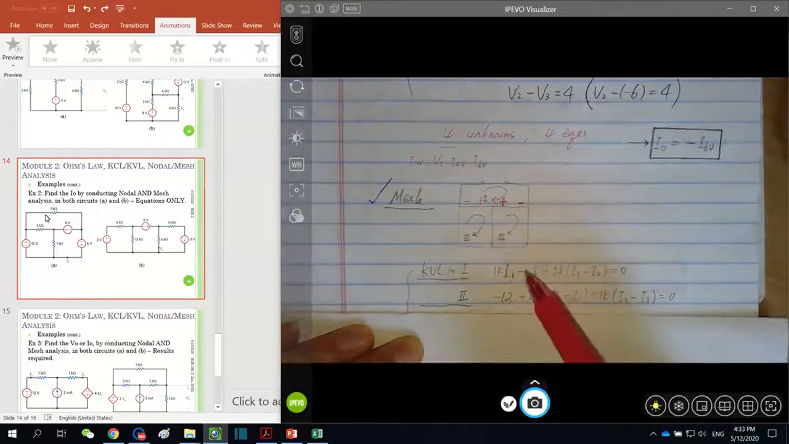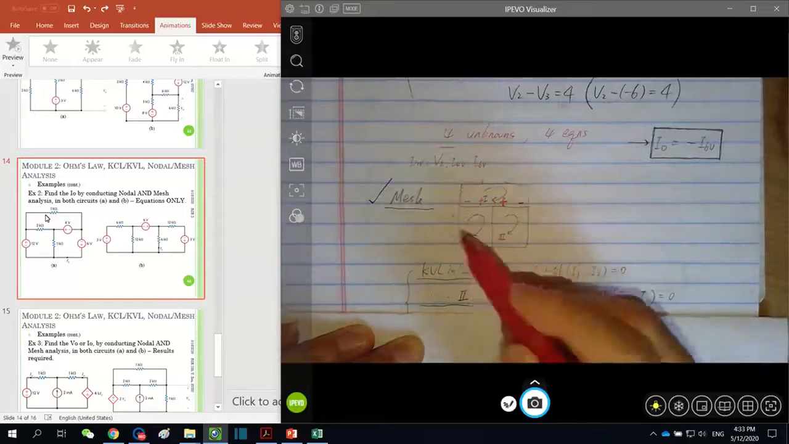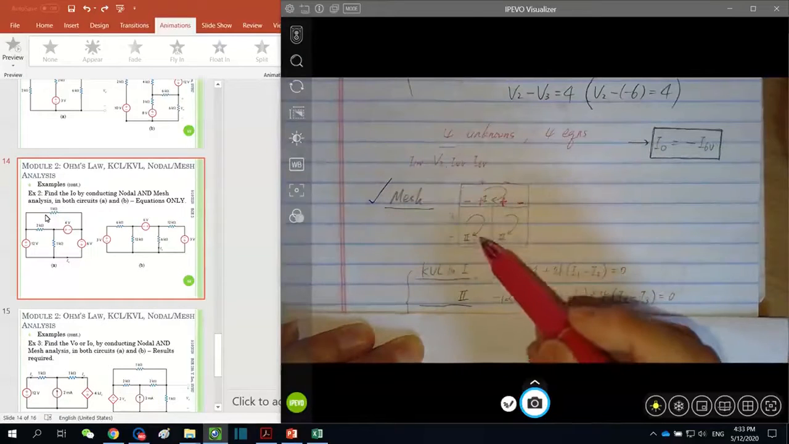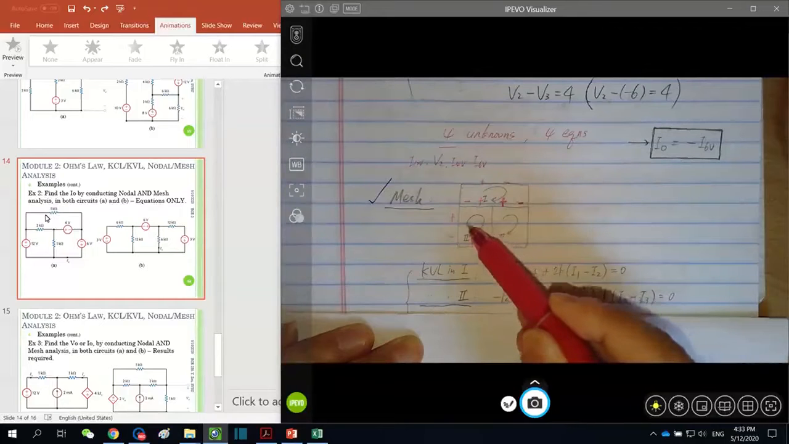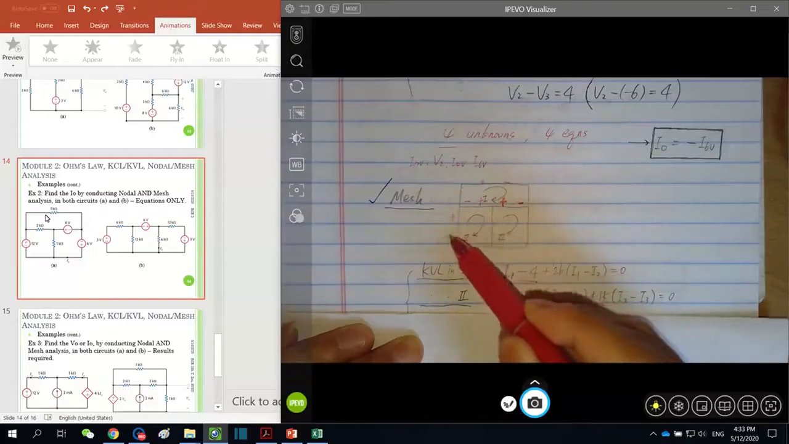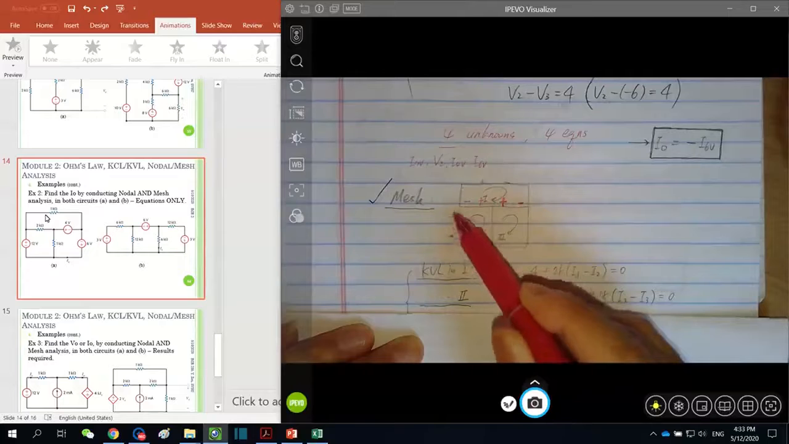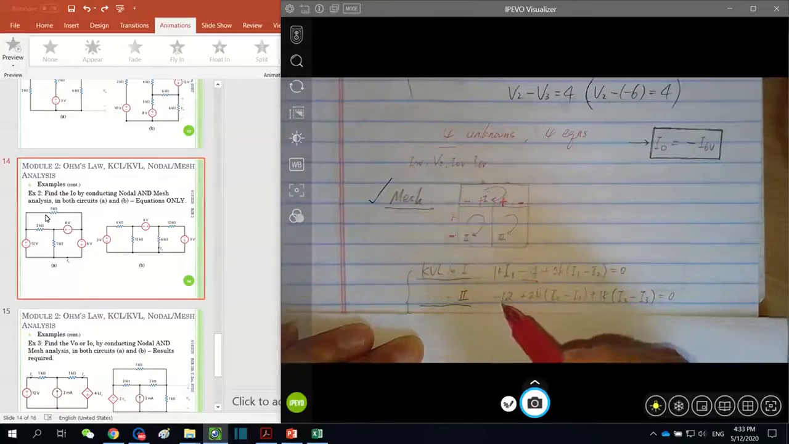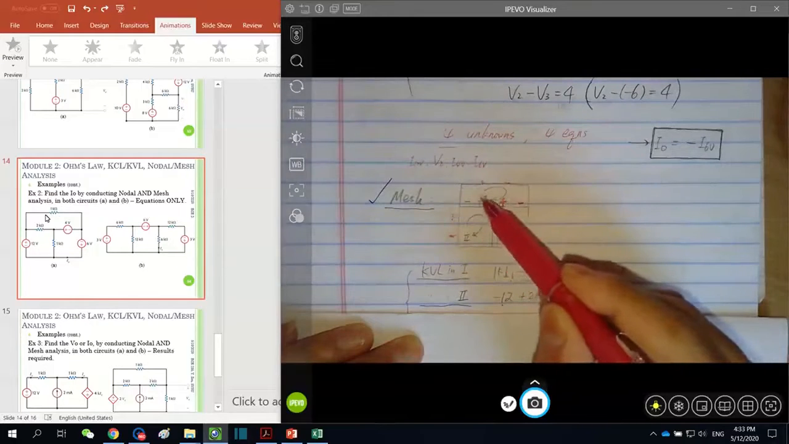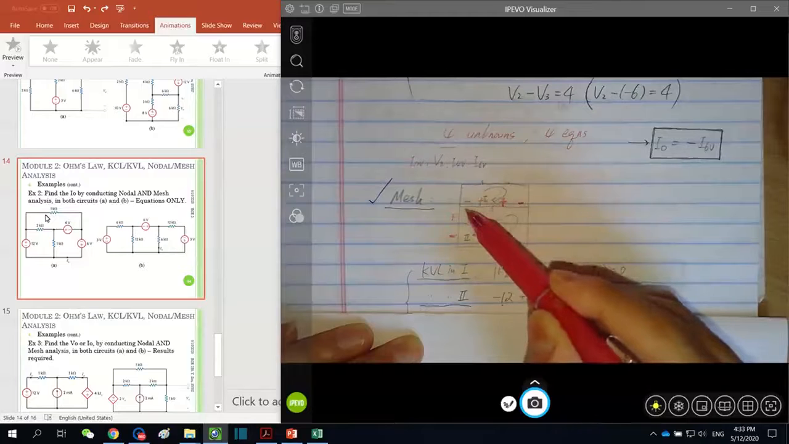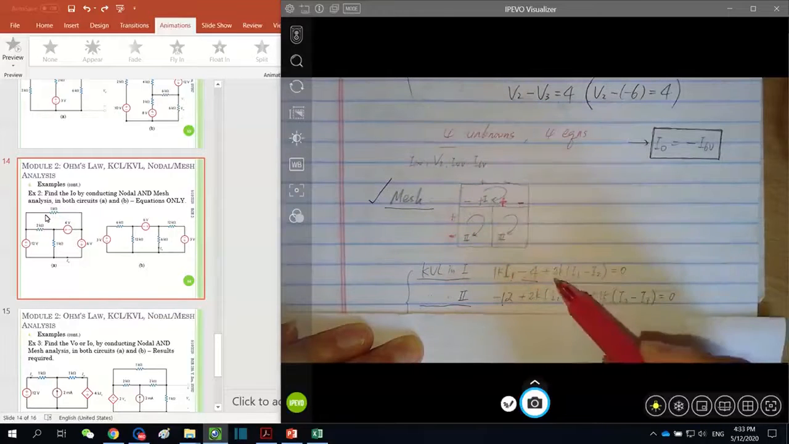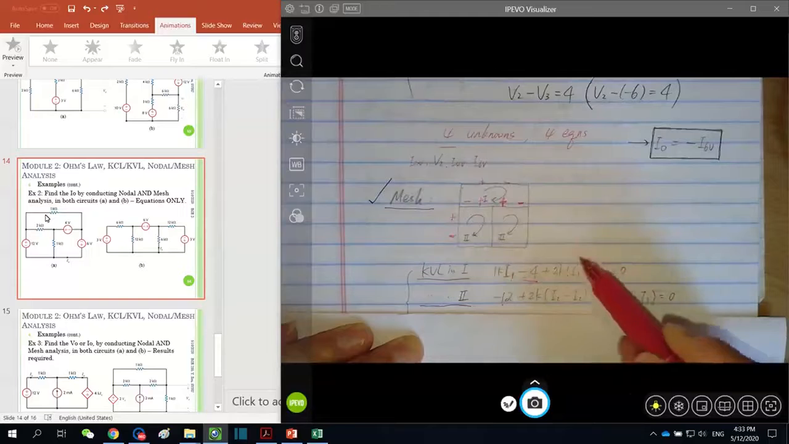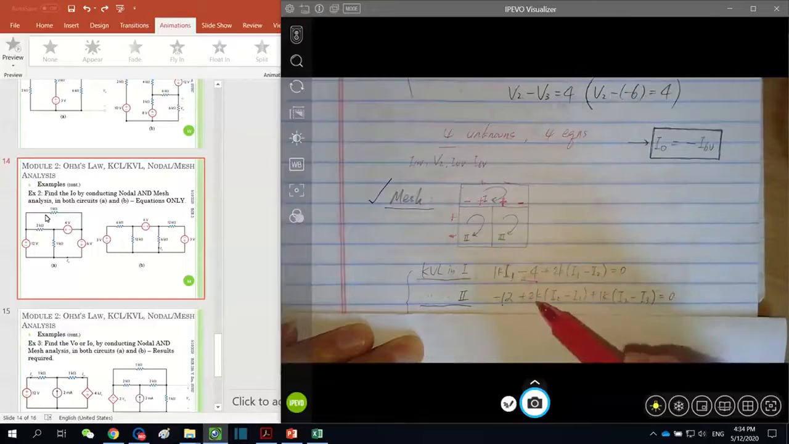Then mesh 2 KVL, we have 12 volts here, which couldn't be easier. According to this rotation direction, again, we come across negative first, positive following, therefore it's negative 12. And then negative here, positive here, so it's negative 2K times I1 minus I2, therefore it is equivalent to positive 2K times I2 minus I1.